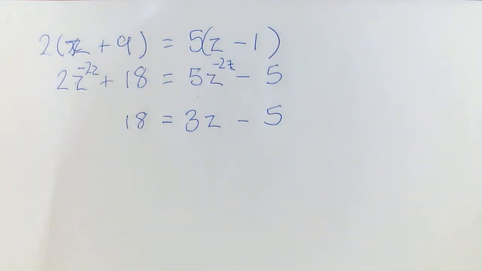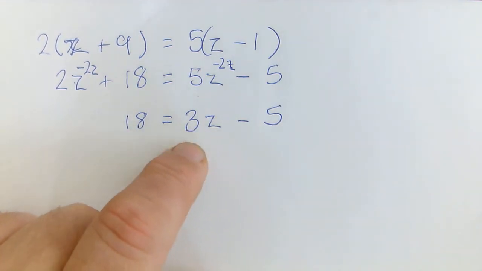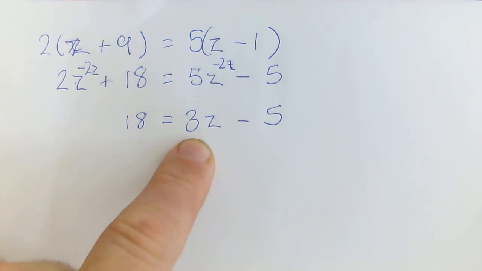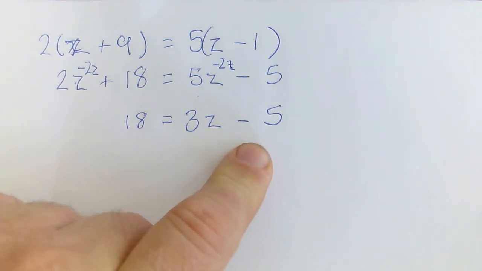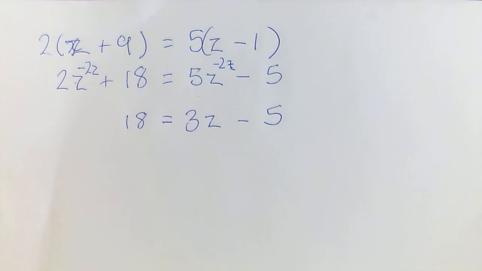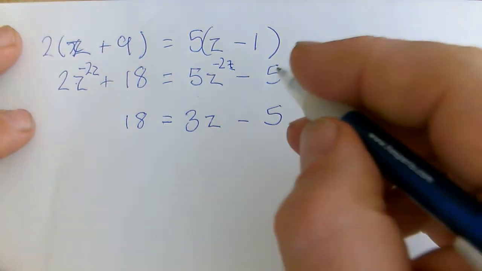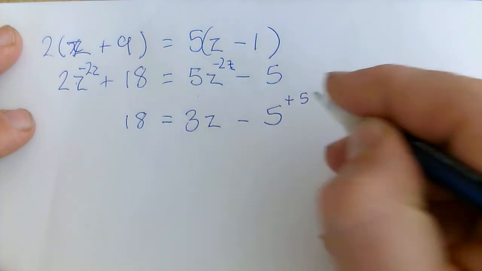Now this is a two-step equation like you've already seen. You've got to find what z is. You're currently timesing it by 3, but then you're taking 5 away, so I need to get rid of that take away 5, and I do the opposite. To both sides of the equation I add 5.